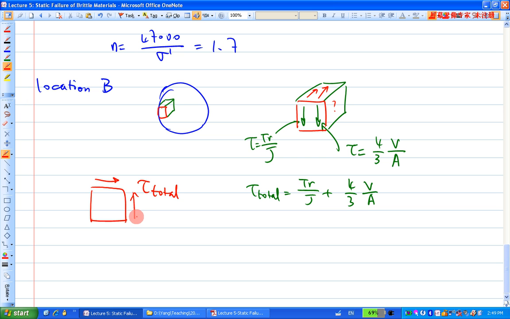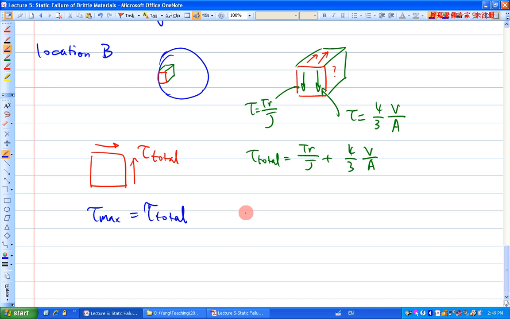What absolute value do we need? According to the MSS theory, I need the tau max, and according to the DE theory, I need the sigma prime. That's all I need. So based on the information right here, this is a pure torsion, so basically the tau max is this tau total. That makes sense?